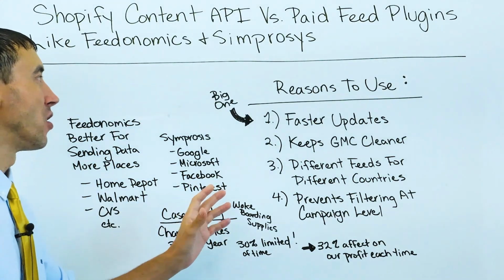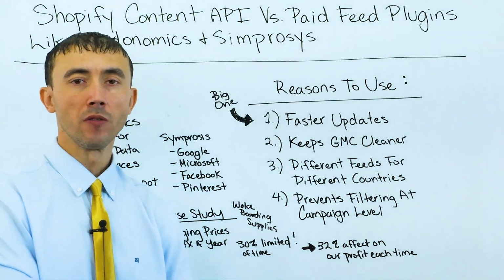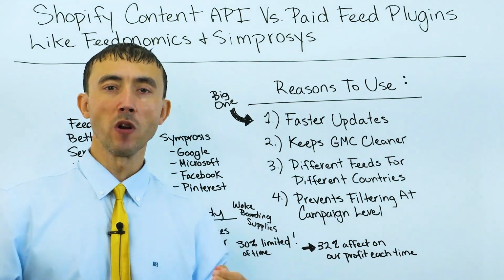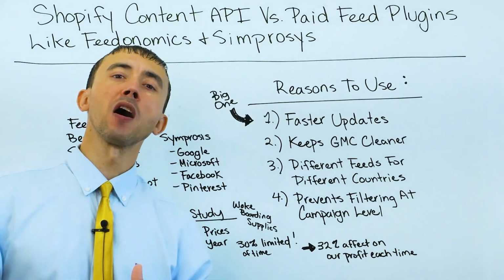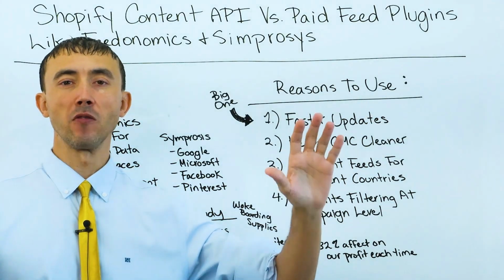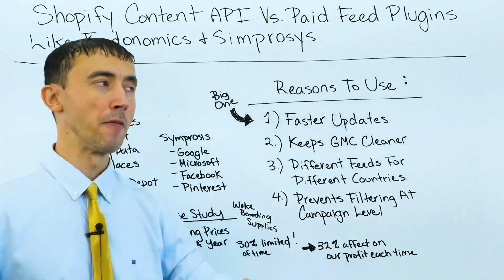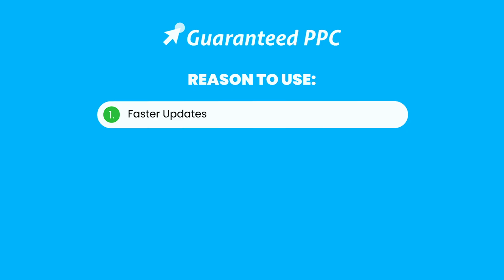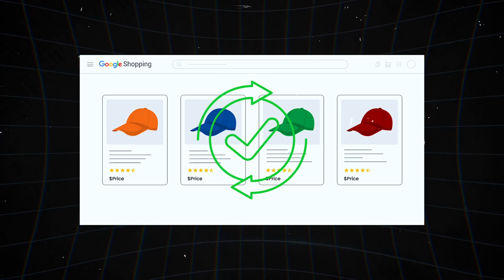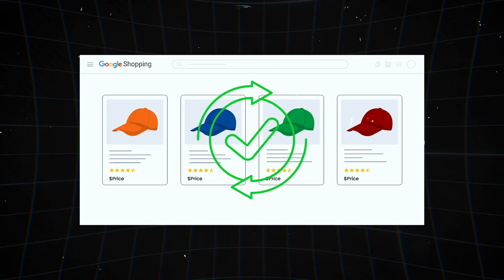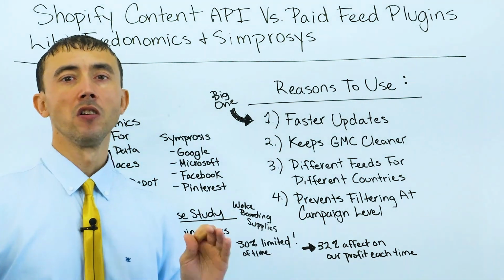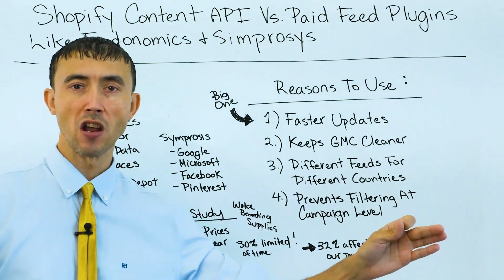So with that said, the reasons why you're going to want to use a paid plugin versus the Shopify Content API, which is the free resource that Shopify gives you to get your product data from your Shopify site to Google Ads or wherever you're trying to send it, through Google Merchant Center or wherever you're sending it. And here's the big one: faster updates, okay? The product data, when it changes on your website, is going to get updated in the places that you advertise much, much sooner. Now, when you're talking about the Shopify Content API and you're talking about Google, it's going to get the data there much, much sooner in general, okay?